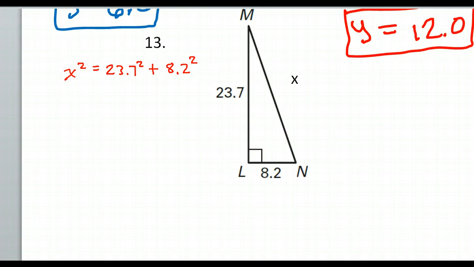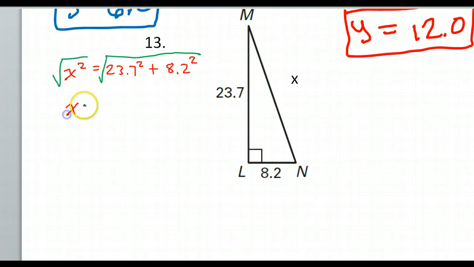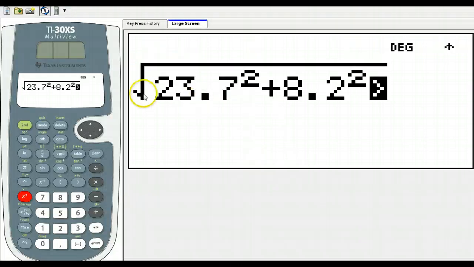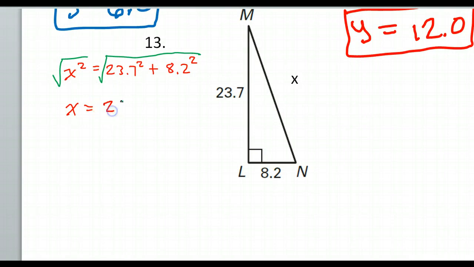So if I want to get x by itself, I'm going to have to take the square root of both sides. And I like to just take the square root of all of it. Instead of squaring these separately, I let the calculator do the work for me. So this is going to give me x equals. And I just put all this into my calculator. So this is just typed all in my calculator, like I said. And that's going to give me 25.1. So x is 25.1.